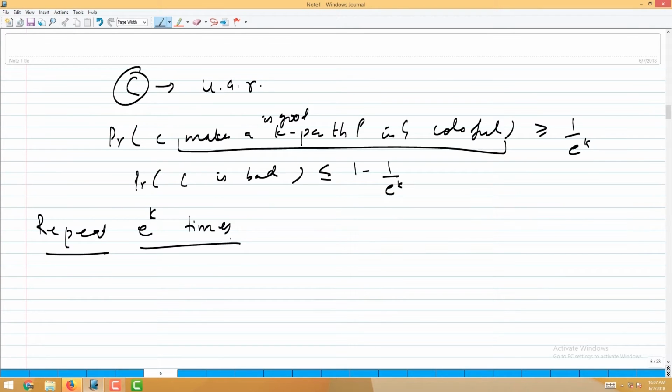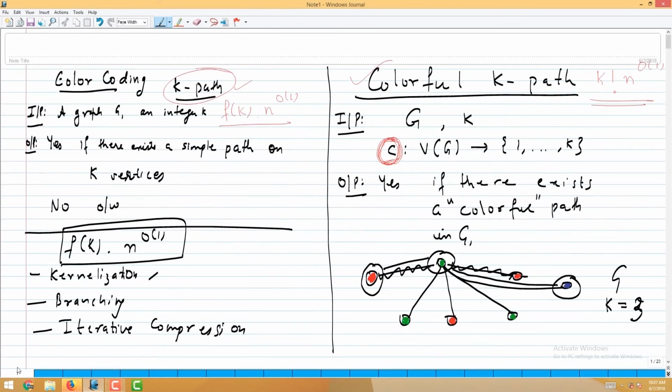What does it mean? I had to solve the k-path problem. I construct a coloring C uniformly at random, and then solve the colorful k-path instance by giving this coloring as input. If it outputs yes, I output yes and I stop. If it outputs no, I repeat: compute a new coloring uniformly at random and run it again. If it says yes, fine. I do this e power k times. What is the probability that the algorithm would have said no in all the iterations?